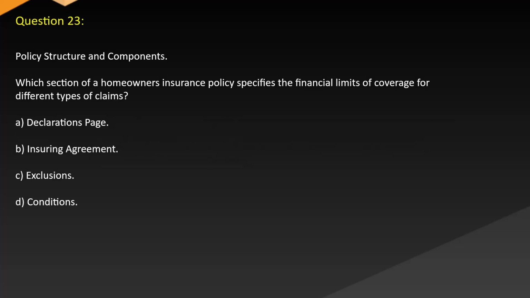Question 23. Policy structure and components. Which section of a homeowner's insurance policy specifies the financial limits of coverage for different types of claims? A. Declarations page. B. Insuring agreement. C. Exclusions. D. Conditions.